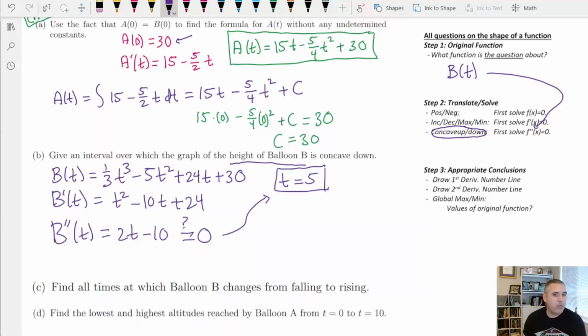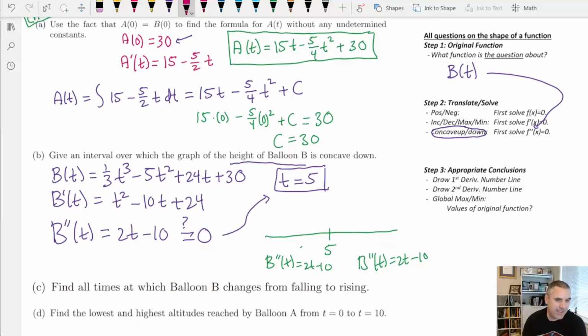Okay, how do we finish this? This is the analysis piece. So we draw a little number line, we put a 5 here, and we ask ourselves, what's going on with the second derivative, this 2t minus 10, before and after 5? Is it positive or is it negative?